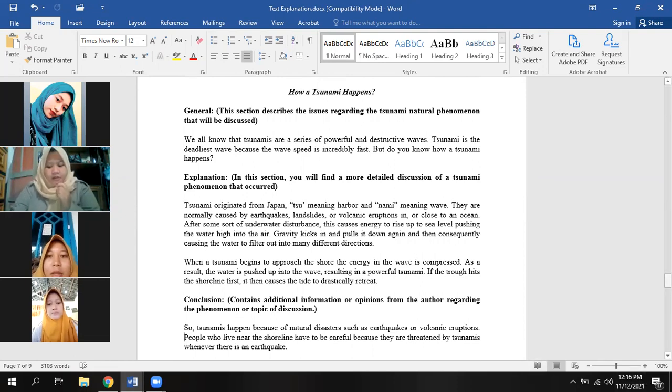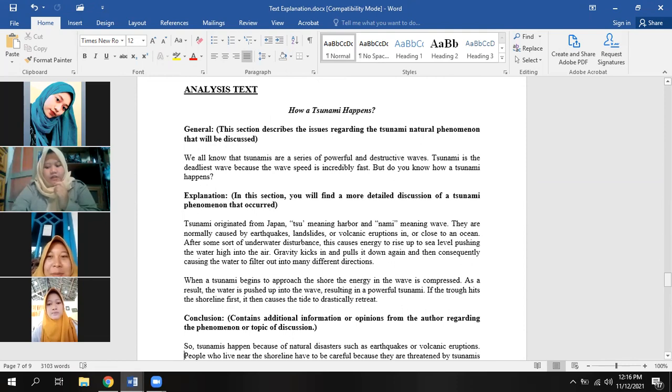Okay, then we take three of the examples above for analysis. Okay, the first text will be explained by Anisa Nur Aini. Okay, Anisa, time is yours. Okay, thank you, Laili. Here, I want to explain the explanation text about how a tsunami happens. General statement: this section describes the issue regarding the tsunami natural phenomenon that will be discussed.